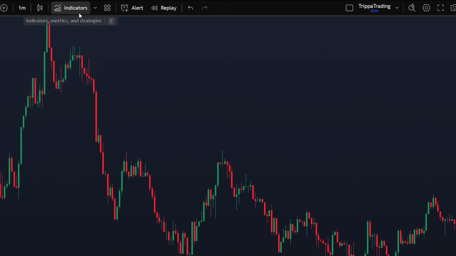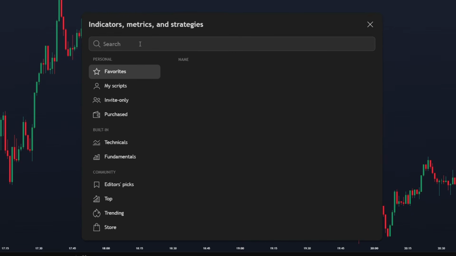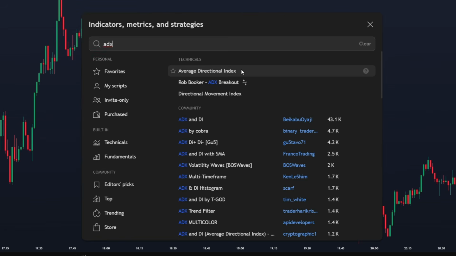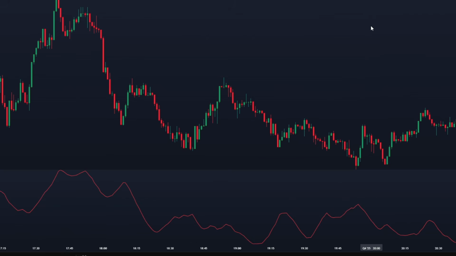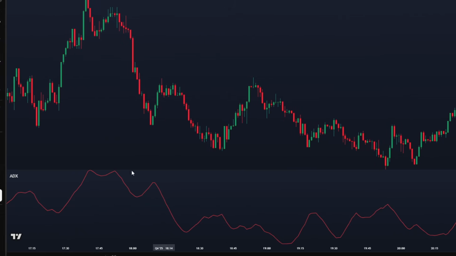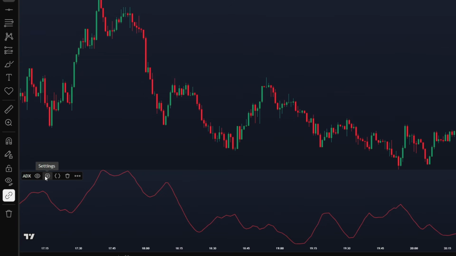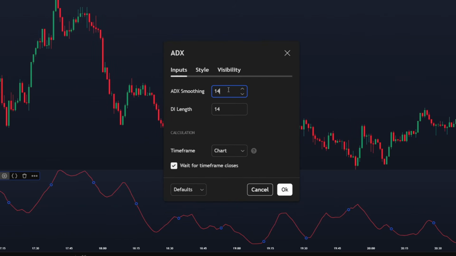First, click on Indicators and search for ADX, the Average Directional Index, and add it to the chart. Once it's added, open the settings. You can do that from here. And set the ADX smoothing to 12, and the DI length also to 12.